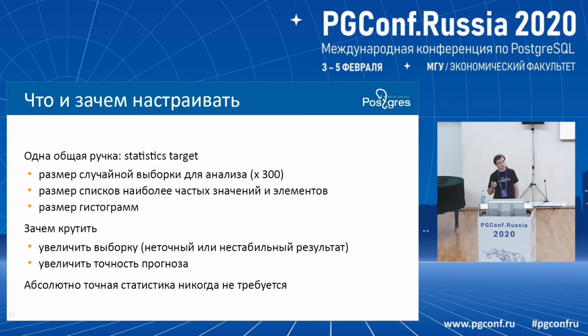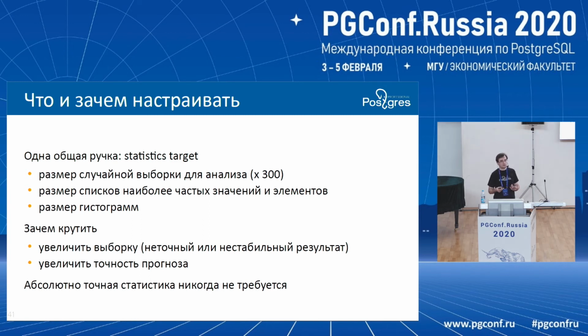And this value also determines the size of the lists of the most frequently encountered values, the list of the most frequently encountered elements, and also it's this value that determines the size of the histogram that is gathered. So it's just one value, but it does so much, one digit. And why would we want to tweak it anyhow?